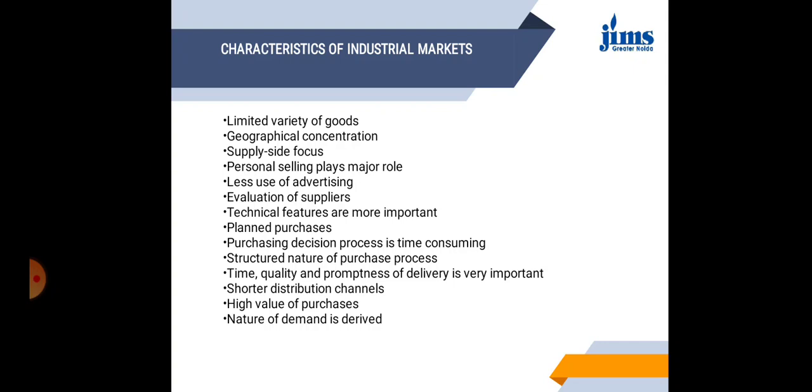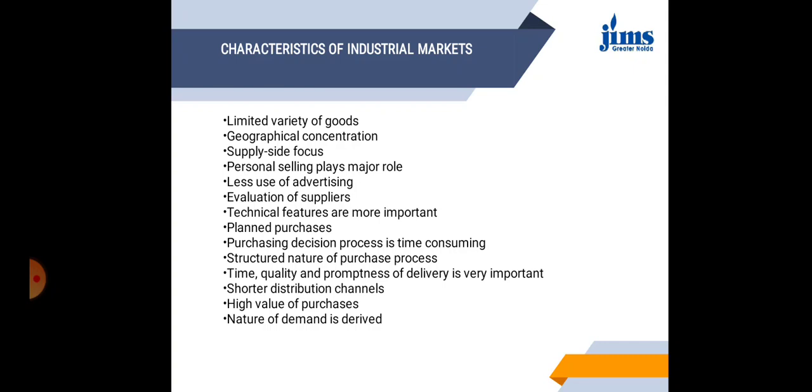Next, technical features are more important in comparison to consumer products. Here, since the products are more technical in nature, technical features, utility and functionality of the products is more important and is emphasized. Next is planned purchases. Usually in industrial markets, the purchases are not impulsive or impulse based. They are pre-planned and take a lot of time in planning the purchase of such products.